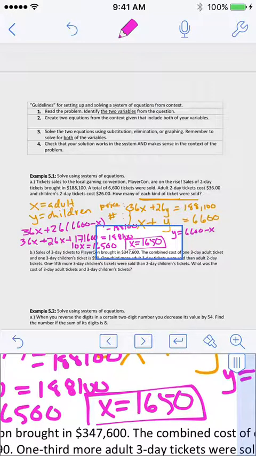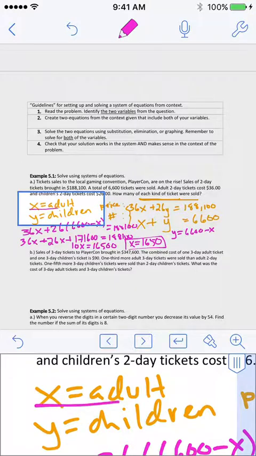When I solved that x was equal to 1,650, what did I actually answer? I answered that that is the number of adult tickets, right? That's why it's important to define your variables up here. So there are 1,650 adult tickets. How am I going to answer the other part of my question? How am I going to answer how many children's tickets there were?